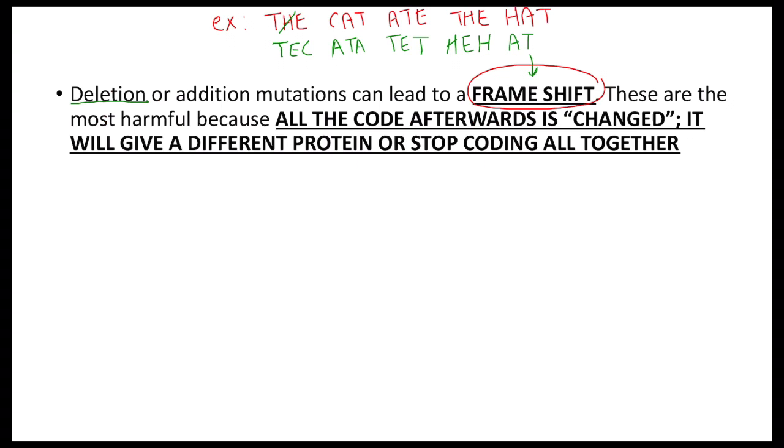So at the top there's an example of a sentence, the cat ate the hat. It's using three-letter words because it's supposed to relate back to DNA. So if we all of a sudden were to delete that H in the, the entire sentence no longer makes sense. So this is kind of to give you a visual of what a frame shift mutation does.